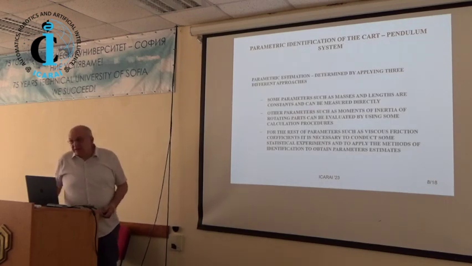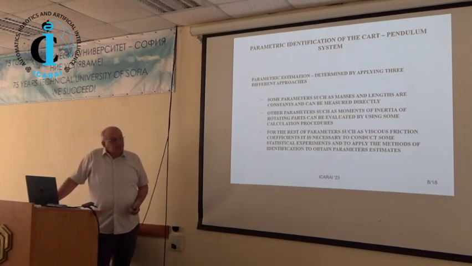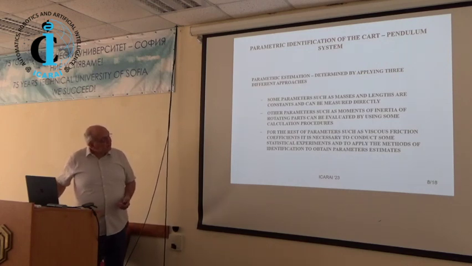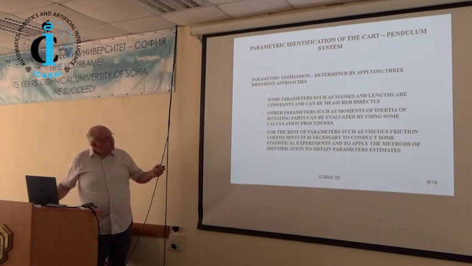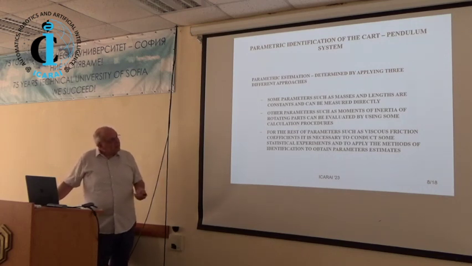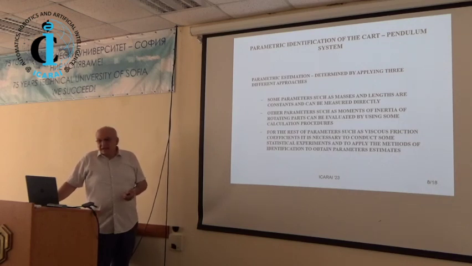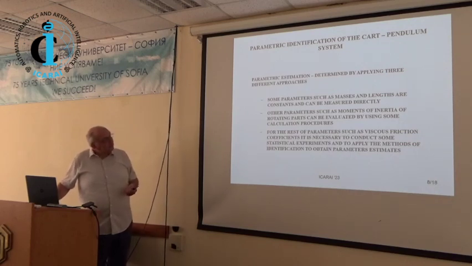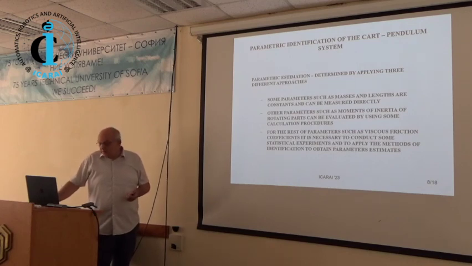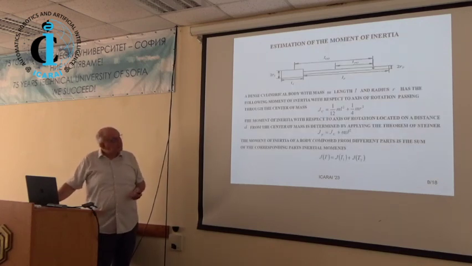The next part of developing the system model is to make some identification procedure, basically performing some experiments. Parameters such as masses and lengths can be measured directly from the parts of the cart pendulum system. Other parameters such as moments of inertia of the rotating parts, as well as the viscous friction coefficients, can be obtained by performing some experiments.